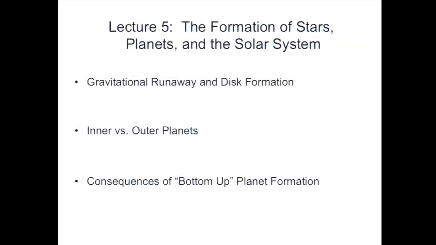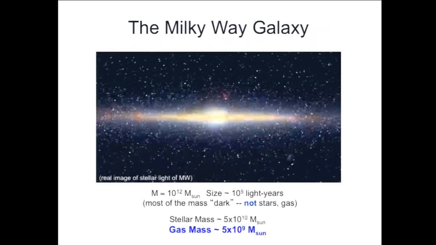So what we want to talk about today is really to understand how gravity leads to the formation of stars and planets, why things end up orbiting in disks, rotating in disks, and then we'll talk a little bit about the difference between the inner and the outer planets, and then some of the really dramatic consequences of how the planets actually formed. By bottom up, I mean things start small and then they get bigger, and I'll explain that as we go. So I've shown this picture a few times.